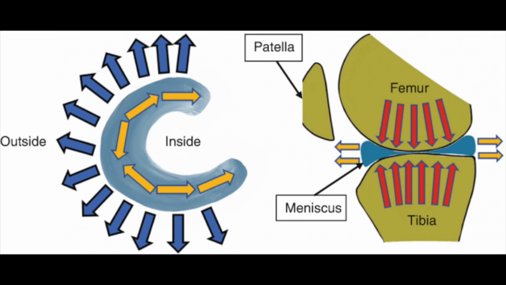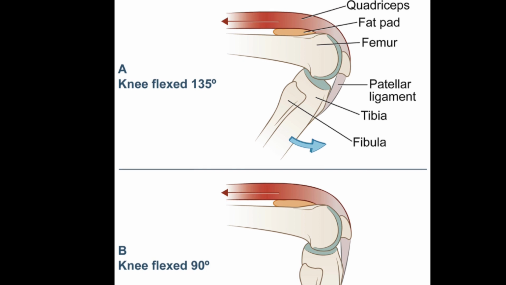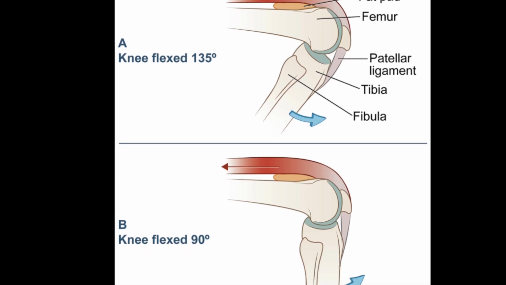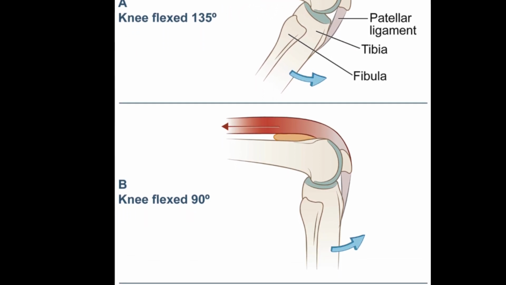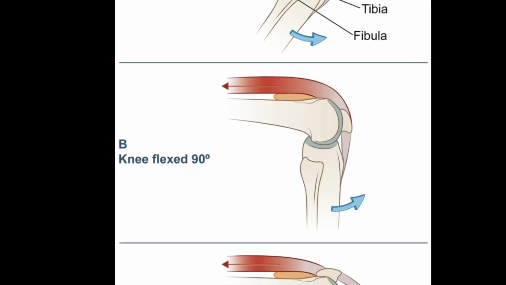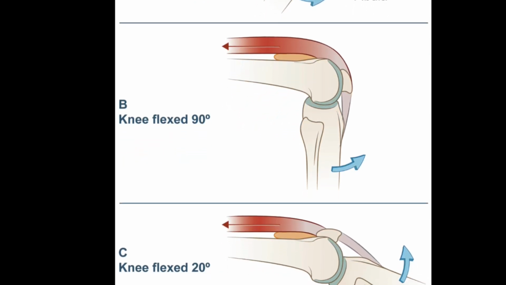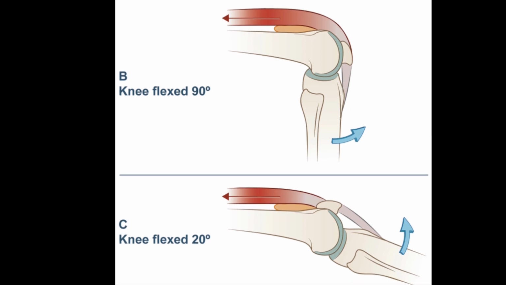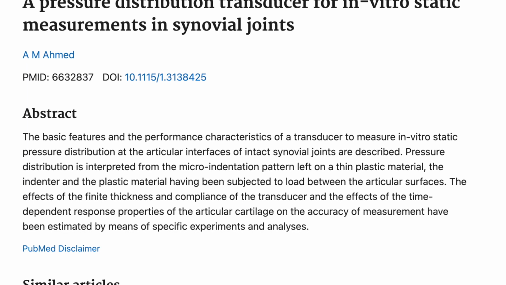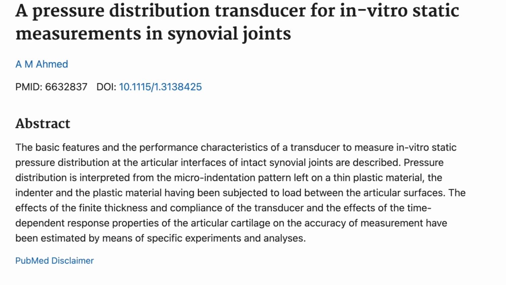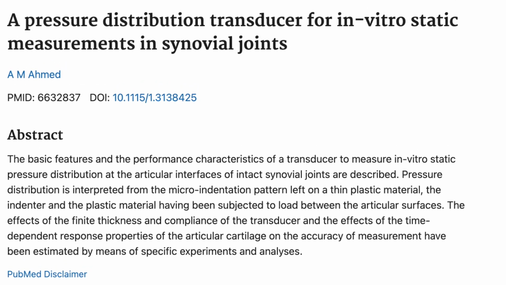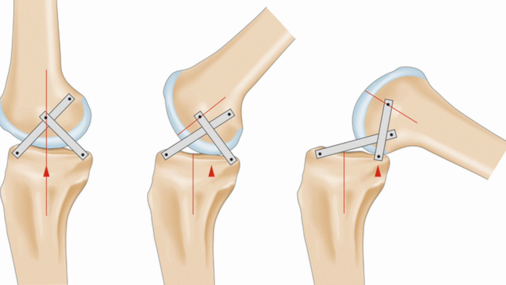Despite more aggressive protocols allowing for free range of motion and weight bearing as tolerated immediately after meniscal repair, the authors recommended 90 degrees of flexion as a comfortable restriction regardless of the type of lesion. This recommendation is supported by Ahmed. The author demonstrated, using a pressure distribution transducer for in vitro static measurement in synovial joints, that up to 85% of the load passes through the meniscus with the knee in 90 degrees of flexion, while 50% of the load passes through the meniscus in extension.